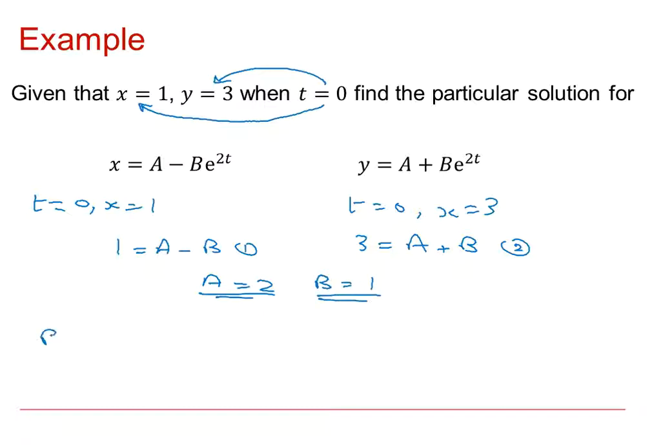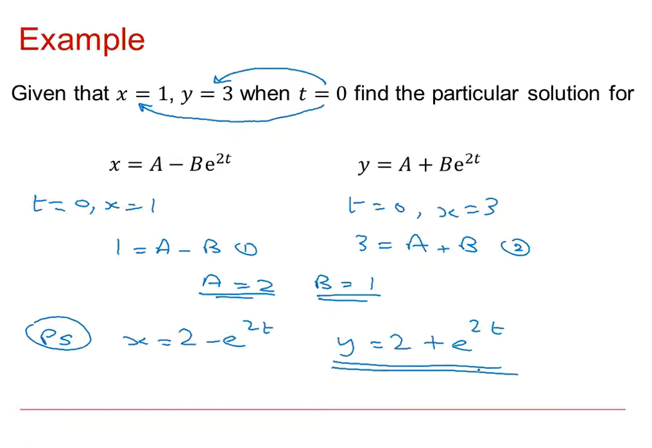So we now have particular solutions to the problem, and those are x equals 2 minus e to the 2t and y equals 2 plus e to the 2t. Don't forget x and y are the dependent variables and t is the independent variable.